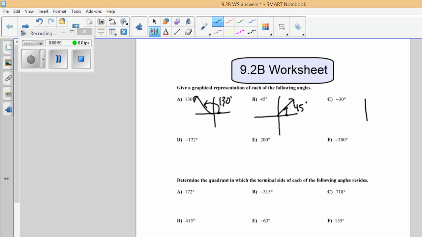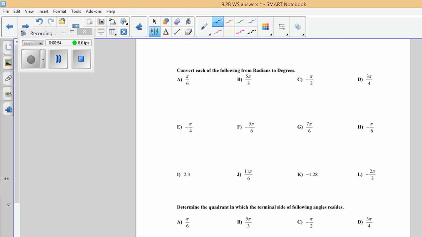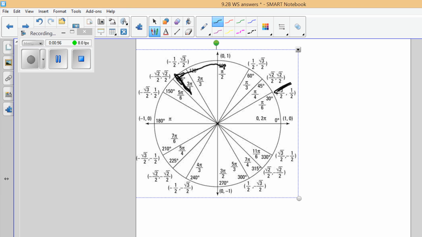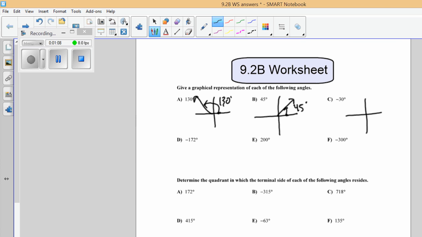Now, 30. Let's talk about this for a minute. Y'all know where 30 is. I know where 30 is. 30 is right here. No big deal. But this is a negative 30, so instead of going the positive direction, we drop down instead to 330 in the positive direction. So when we graph this, it's this way down here. We draw our arrow from our initial point to our terminal side, and we say negative 30 degrees, just like that.